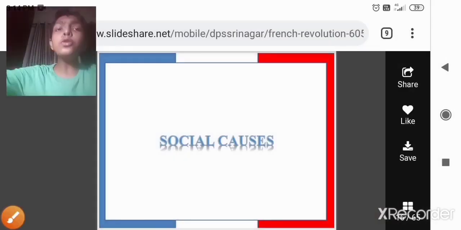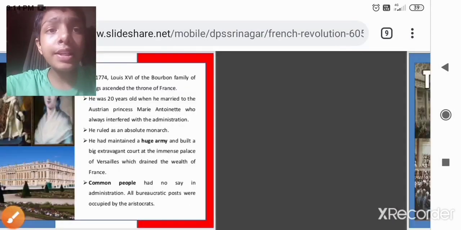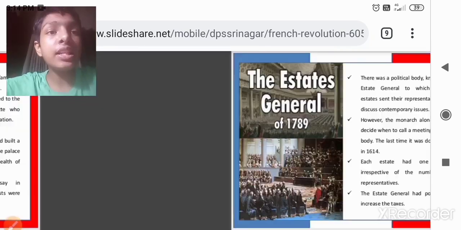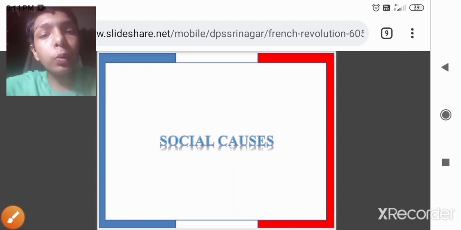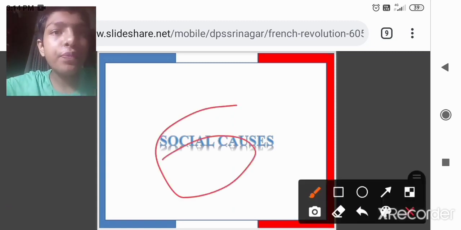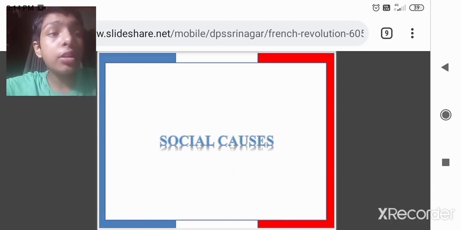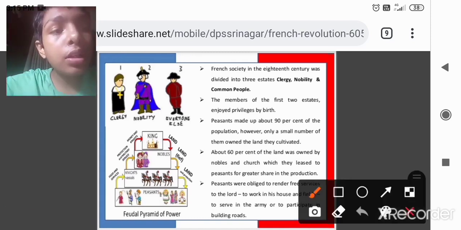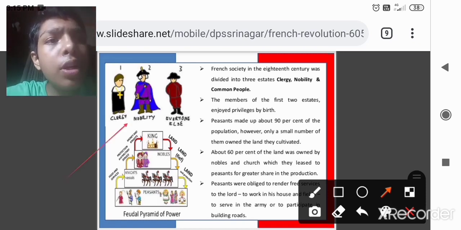Okay, so these were the political causes, the political instability. Now we are going to study about the social causes. Social causes were also very big causes. Okay, so now we are going to study about the clergy and the nobility. So as told, the French society in the 18th century was divided into three estates: clergy, nobility, and the common people.